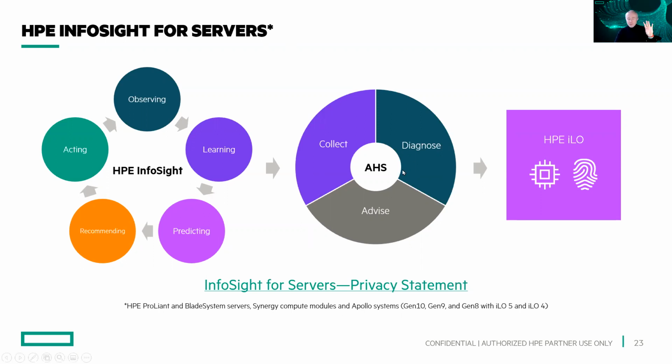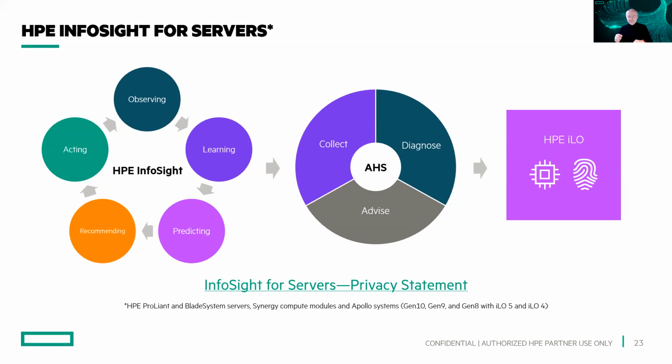Okay, there is a functionality called AHS, Active Health System. It's like the black box in a plane. It's collecting all that data, and it collected that data locally. And then if you open up a support case, well, then that support guy called you to say, hey, please send me the AHS log file in a zip file, and then I can analyze everything.